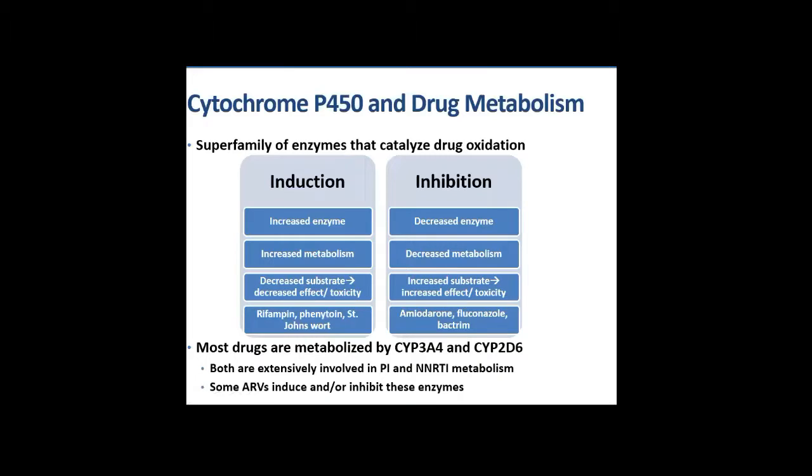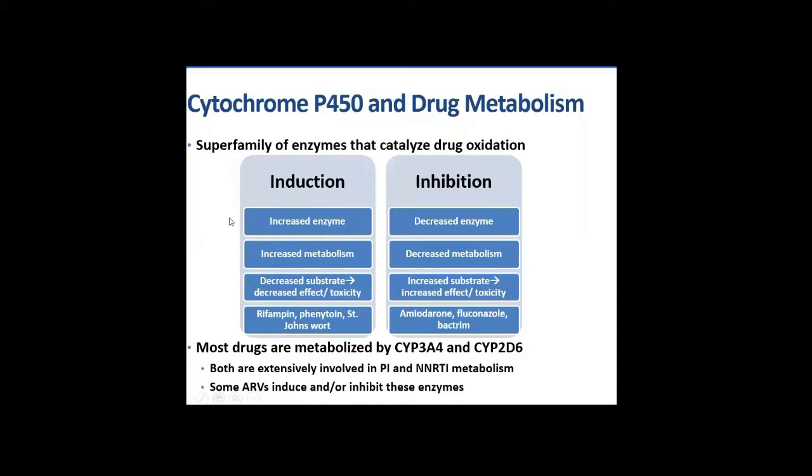So just to review how the cytochrome P450 system relates to drug metabolism. The cytochrome P450 system is a superfamily of enzymes that catalyze drug oxidation. There can be drugs that either induce this system or inhibit this system. So remember that if a drug induces the cytochrome P450 enzymes, it increases the level of that enzyme, which results in increased drug metabolism. That results in decreased substrate or decreased effect or toxicity of that drug.